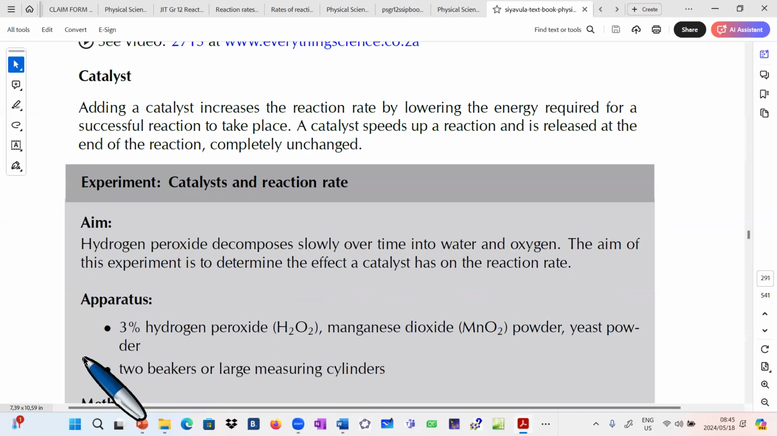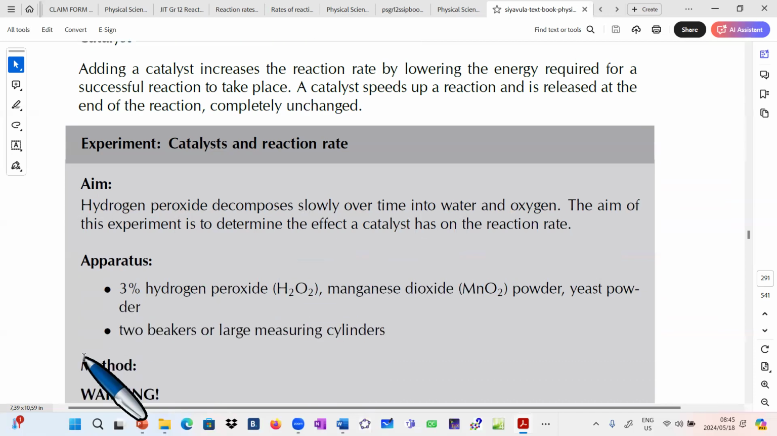The apparatus would be, for instance, 3% hydrogen peroxide, manganese dioxide (MnO2), which is a solid powder, yeast powder, and two beakers and large measuring cylinders. Those are the apparatus you're going to use here.